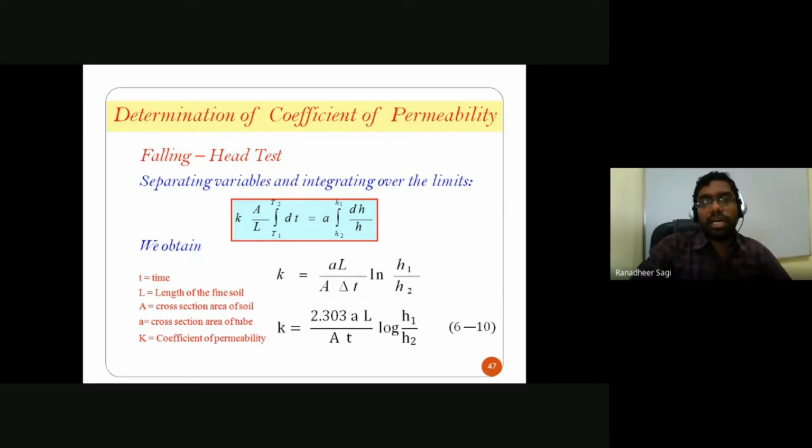And with the integral, you can see it's only integral dt. So integral dt is nothing but t over the time limits t1 to t2. If I substitute those limits, I'll get k into A by L into t2 minus t1. That t2 minus t1 I can write as the change in time interval, delta t, over a certain period of time. That's what you could see in this expression, which is equal to the following. The cross sectional area of the standpipe was constant, so small a is constant.